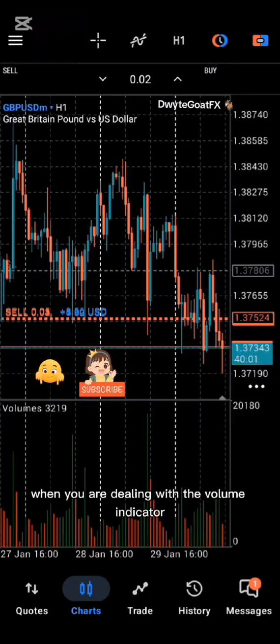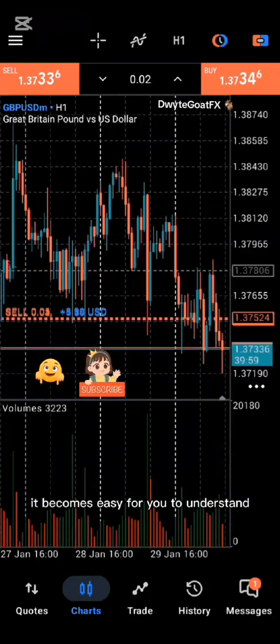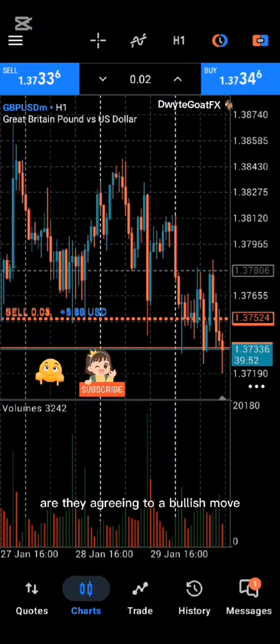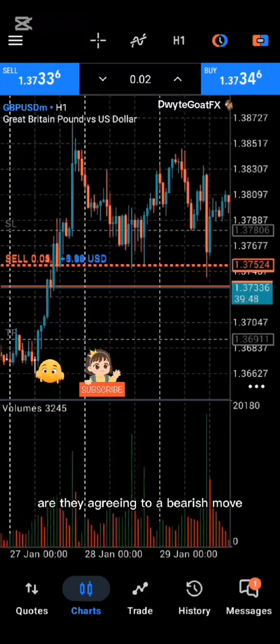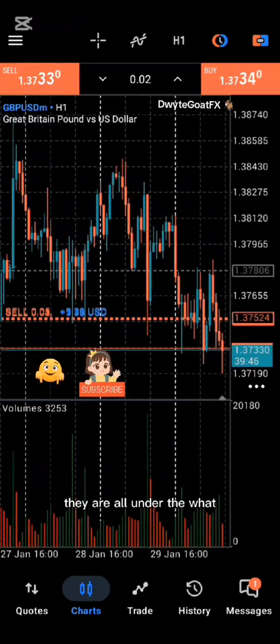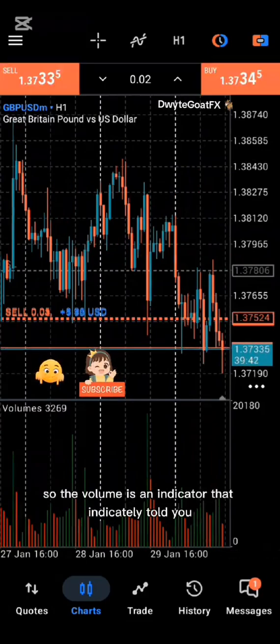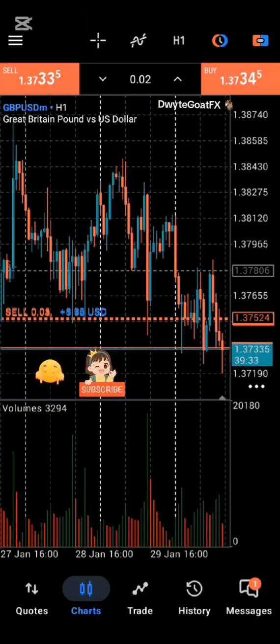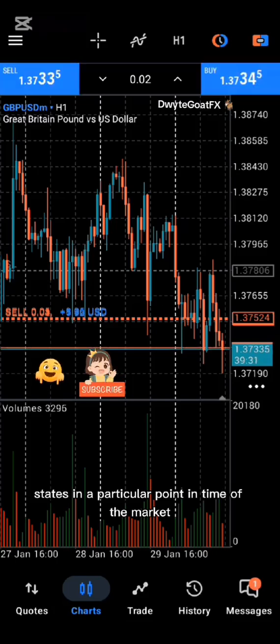When you are dealing with the volume indicator, it becomes easy for you to understand what buyers and sellers are agreeing to. Are they agreeing to a bullish move? Are they agreeing to a bearish move? They are all under the volume. So the volume is an indicator that tells a trader what the volume for each candle states at a particular point in time of the market.